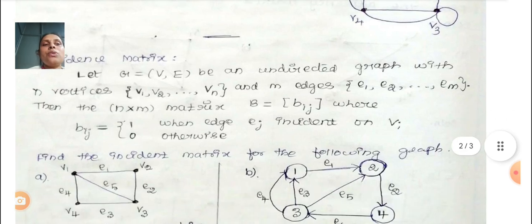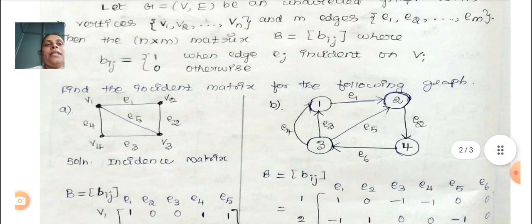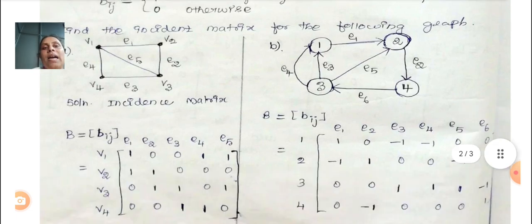Here also see the graph, and find the incidence matrix for the following. Here also there are v1, v2, v3, v4 and the edges e1 to e5, so there are 5 edges. We form the matrix with v1 to v4 and e1 to e5. So v1 to e1 there is an edge, so we put 1. v1 to e2 there is no edge, so we put 0.